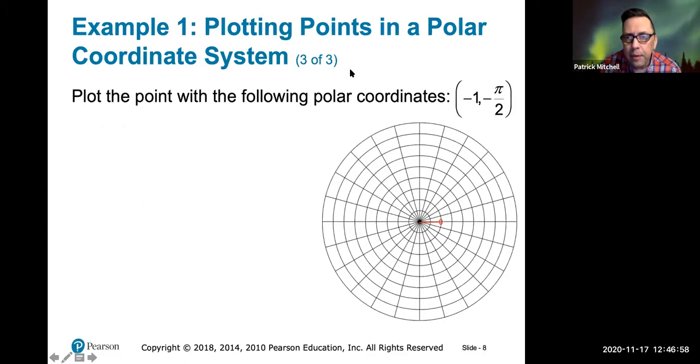Okay, next example. Plot the point with the polar coordinates -1, -pi over 2. So this time r and theta are both negative. And as usual, anytime you want to try to think about one of these problems first before I explain it, I definitely encourage that. So just go ahead and pause the video and try it.